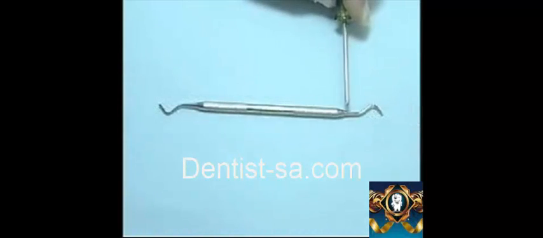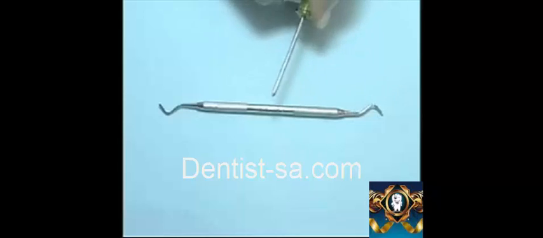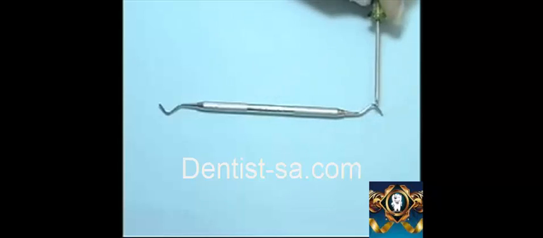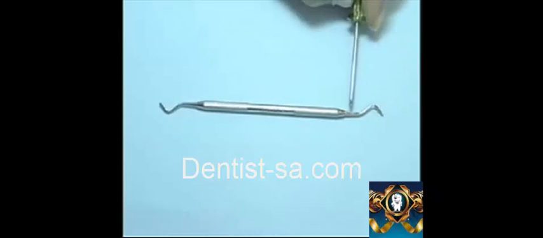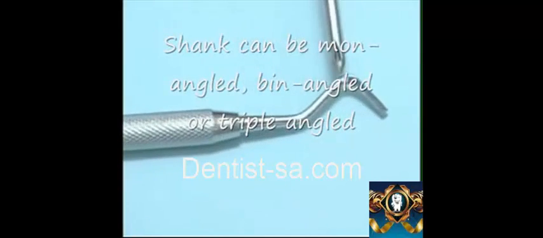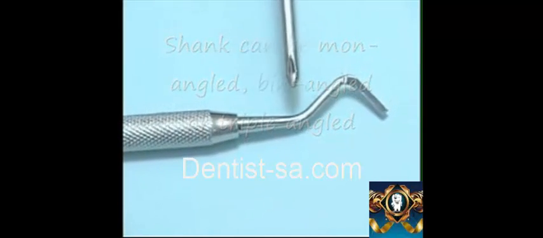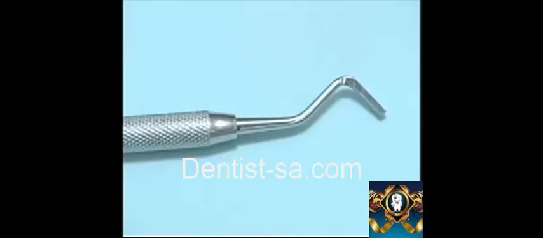The next section is the shank. It connects the handle to the blade. The shank may be straight or angled. If it is angled, the shank may be mono, bin, or triple angled. The angulation provides for access and stability.